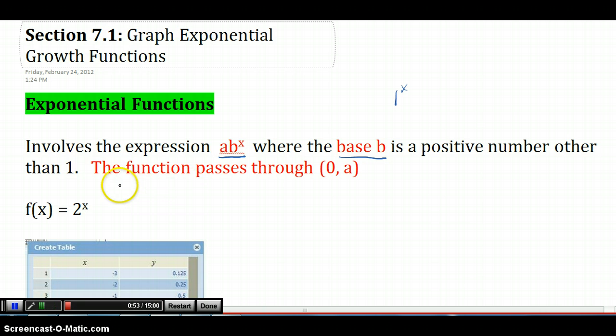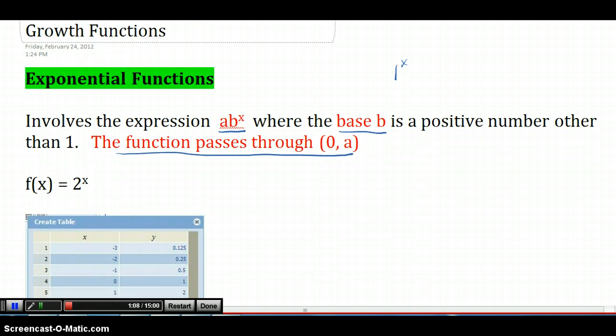And with this function, the function that we're going to graph is going to pass through the point (0, a). So whatever a is, it's going to pass through the point (0, a). So if a is 2, it's going to pass through the point (0, 2). So let's look at a specific example.